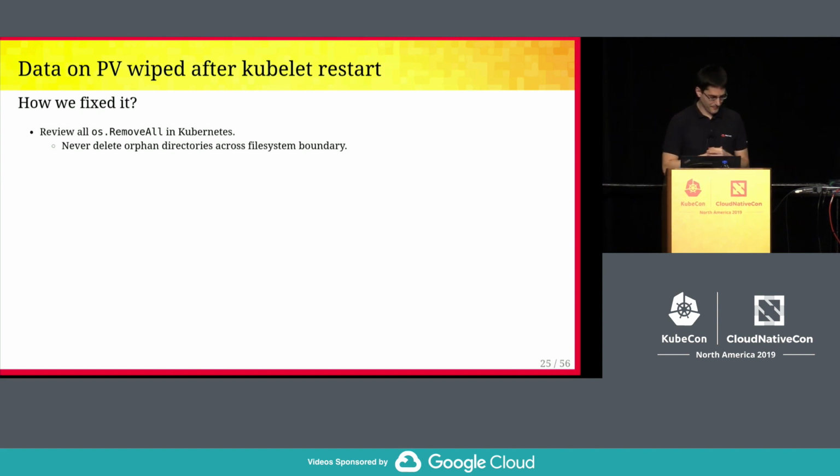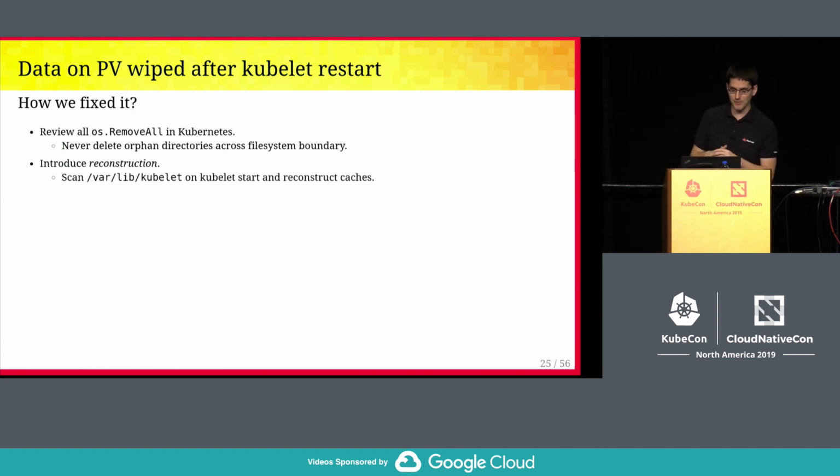We fixed it. At first, we looked at all the places where Kubelet recursively deletes data to make sure it never happens again. And we added a special check while recursively removing data that we never cross a file system boundary, so we accidentally don't enter a mounted volume and don't remove the data there. This was just a safety check. The real fix was that we introduced reconstruction.